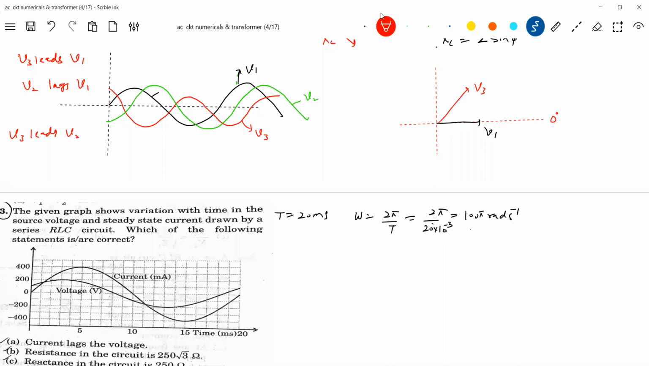Because this is 0-degree angle, no? And what about V2? V2 will come here. Justified: V2 lags V1, V3 leads V1, and V3 leads V2. If they give sinusoidal curves, this is a method. With a phasor diagram, it will be much easier. Above 0, this will be. In the exam, it can be asked anywhere like this.